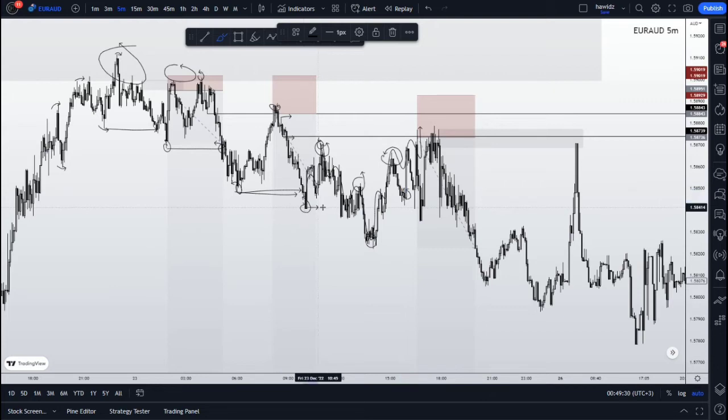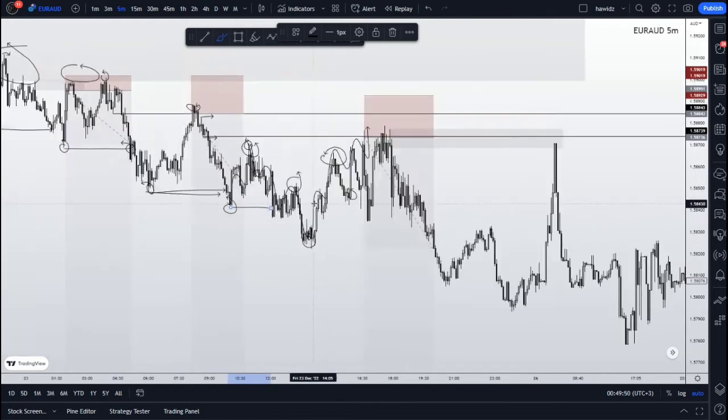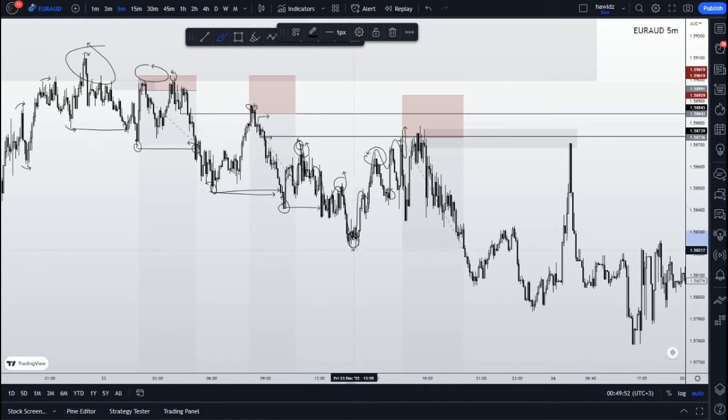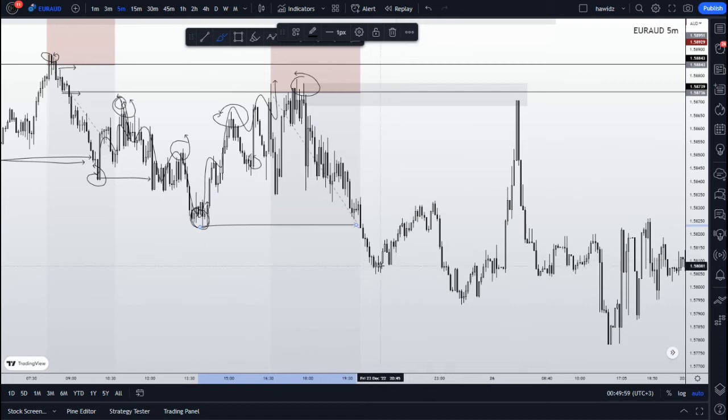Why? Because they are intermediary price action. They don't matter, right? We don't give a fuck about them. That's the simplest language that I can use. They don't matter, and we don't need to give a shit about them. We should only focus on major structural points, right?